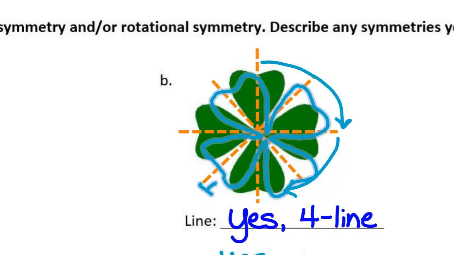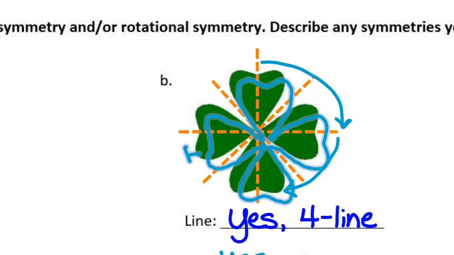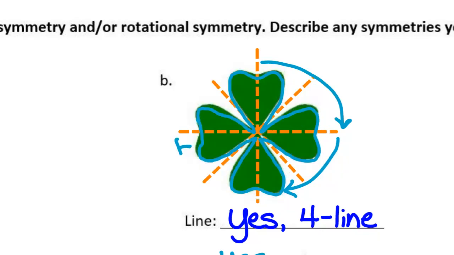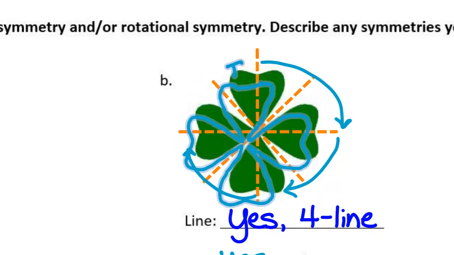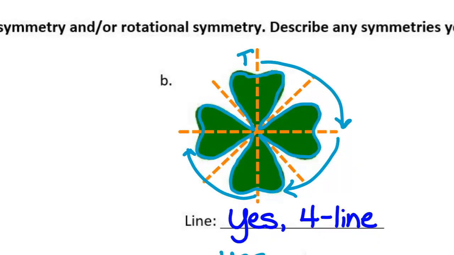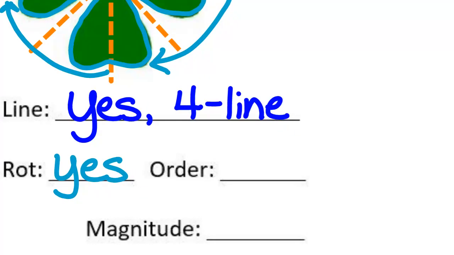And then I can keep going around. Matches up with itself here, so that's 3. And then I continue rotating around. That gets me back to where I started. That would be a 4th stop. So yes, we have order 4, or we would say 4-fold.